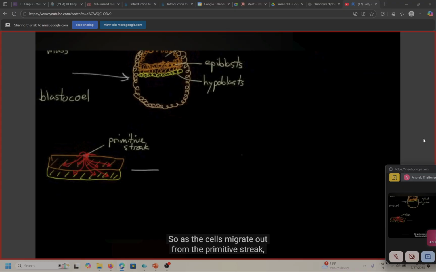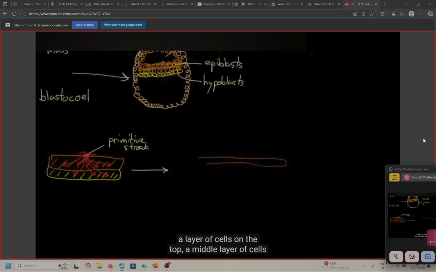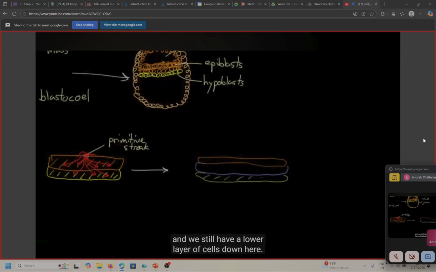So as the cells migrate out from the primitive streak, we can see that our structure has changed a little bit. Now instead of having two layers, one layer of epiblasts and one layer of hypoblasts, all of those migrating cells have now differentiated even further, and we're left with a layer of cells on the top, a middle layer of cells as they go out into the body of the bilaminar disc, and we still have a lower layer of cells down here. And so now you can see, instead of the bilaminar disc, we actually have a trilaminar disc. So we have three layers, 1, 2, and 3, and these are actually called our germ layers.